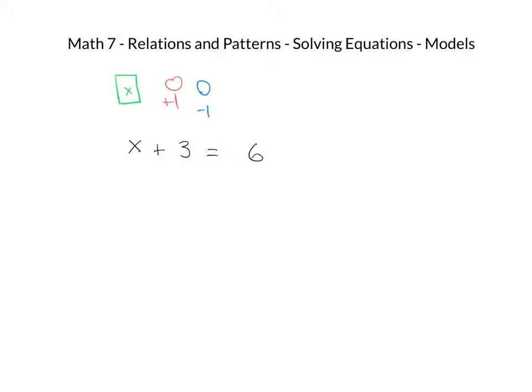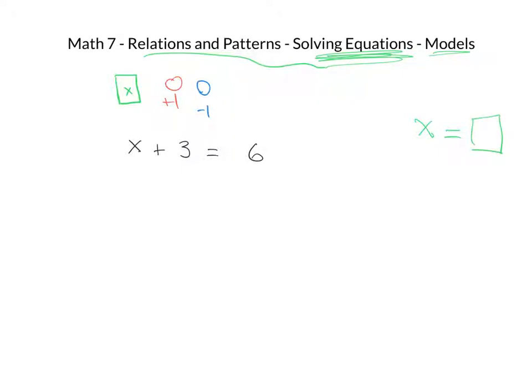Hey grade 7s. Today we'll continue on with our relations and patterns, and we're going to solve equations with models. Just a reminder, solving equations is when you're isolating the variable, like we're trying to get an x or a y or q by itself so we can figure out what it's equal to.